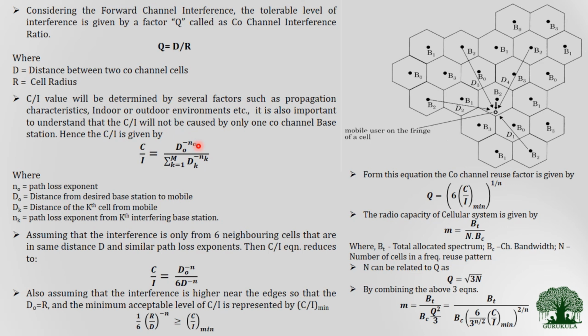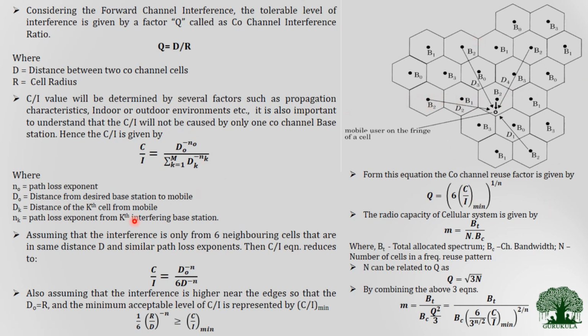D naught is the distance from the desired base station to the mobile station, dk is the distance of the kth cell from the mobile, and nk is the path loss exponent from the kth interfering base station. There will not be only one base station interfering with the desired base station. Multiple base stations are involved in calculating the channel to interference ratio, which is why k is there. There might be k number of cells present.